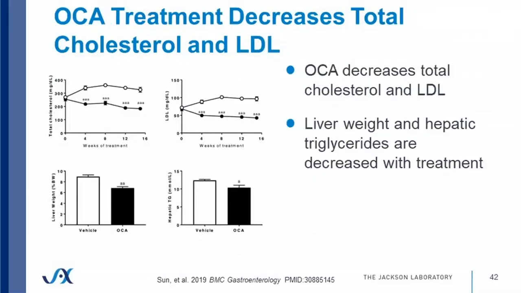In addition, OCA treatment decreases total cholesterol and LDLs. Again, both of these are increased in human patients and often lead to adverse metabolic outcomes. There's also a decrease in liver weight and hepatic triglycerides, suggesting some improved liver metabolism and possible decrease in steatosis.